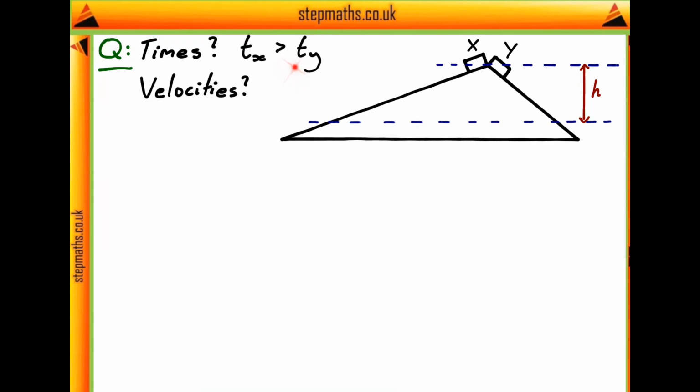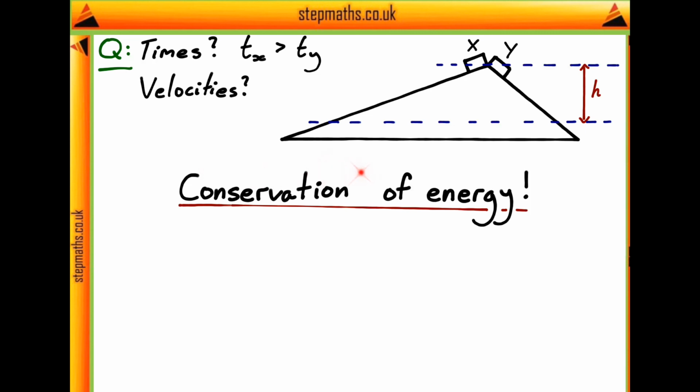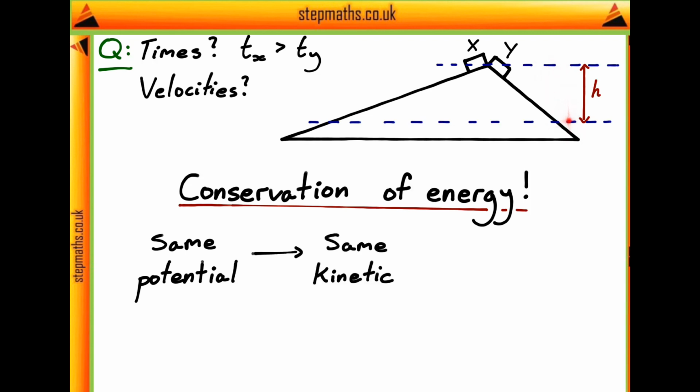Okay, so now that we've thought about the times, let's go on and look at velocities. How could we do this? Well, the easiest way is probably going to be conservation of energy. We know that our blocks start with the same potential energy, since they're both at the same height. This potential is going to be converted to kinetic energy at the bottom of this height. Since they have the same potential at the beginning, they're going to have the same kinetic energy at the bottom. If they've got the same kinetic energy, that means they're going to have the same velocities. So the two velocities are just going to be the same, Vx equals Vy.